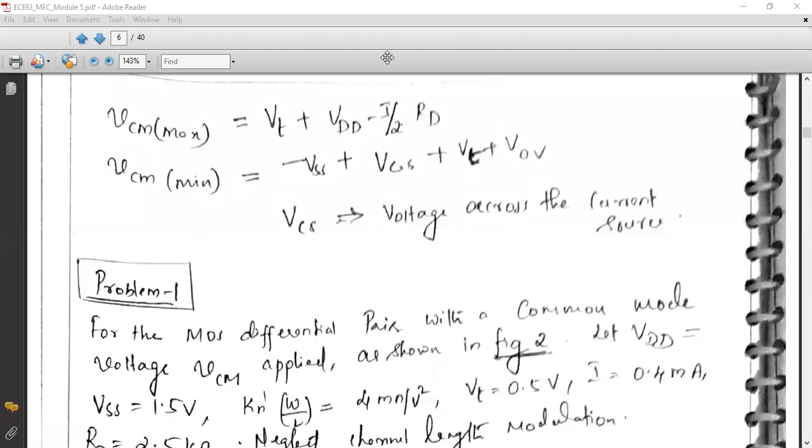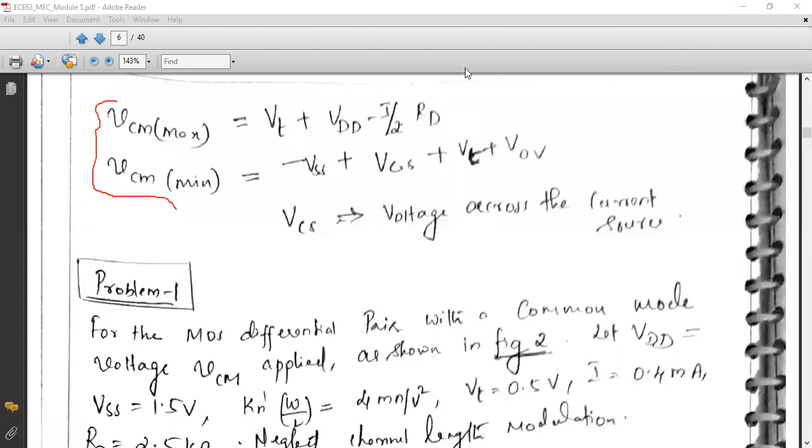So in the last class, we discussed the common mode configuration, and we derived the maximum and minimum condition of common mode voltage. Recall that whenever we give the input voltage, a common mode voltage within this range, that is between VCM max and VCM min, then only we will be able to get the proper output. Proper output in the sense the common mode configuration will reject all the input signals. That means output will be exactly equal to zero.